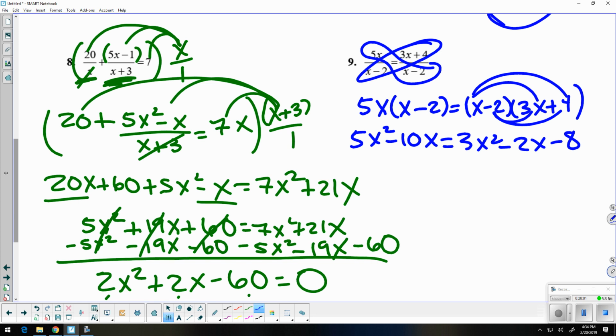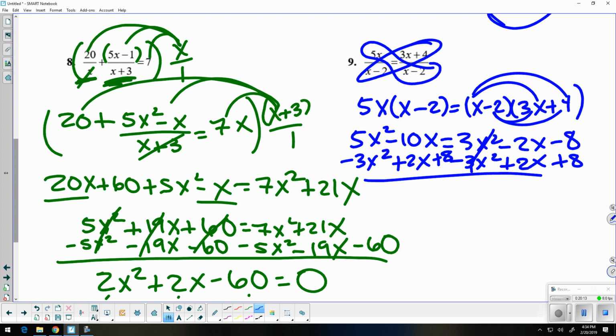Okay, so now getting everything over to one side. Again, I like to have a positive x squared, so I'm going to subtract the 3x squared over to this side. Go ahead and add the 2x to the negative 10. And then we're also going to add the 8 over to this side. Okay, so all this stuff cancels. That's just all 0. So we'd have 2x squared minus 8x plus 8 equals 0.